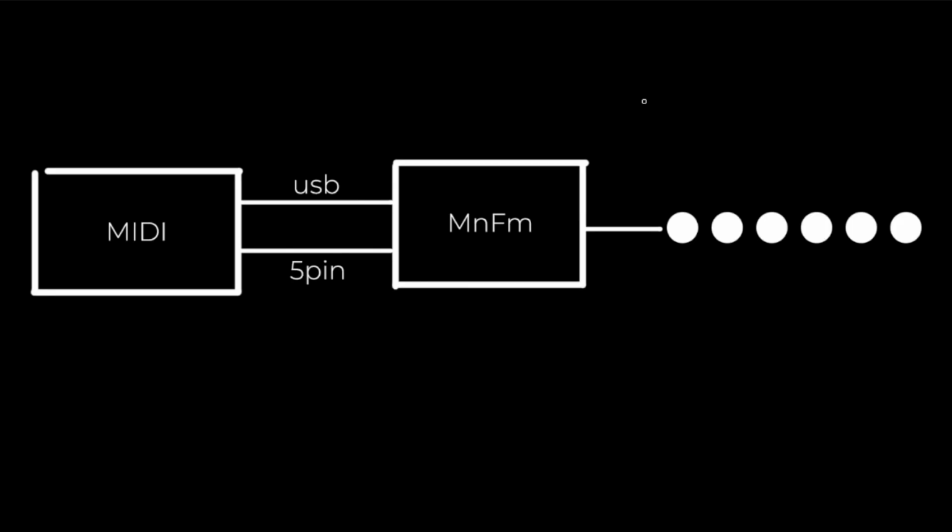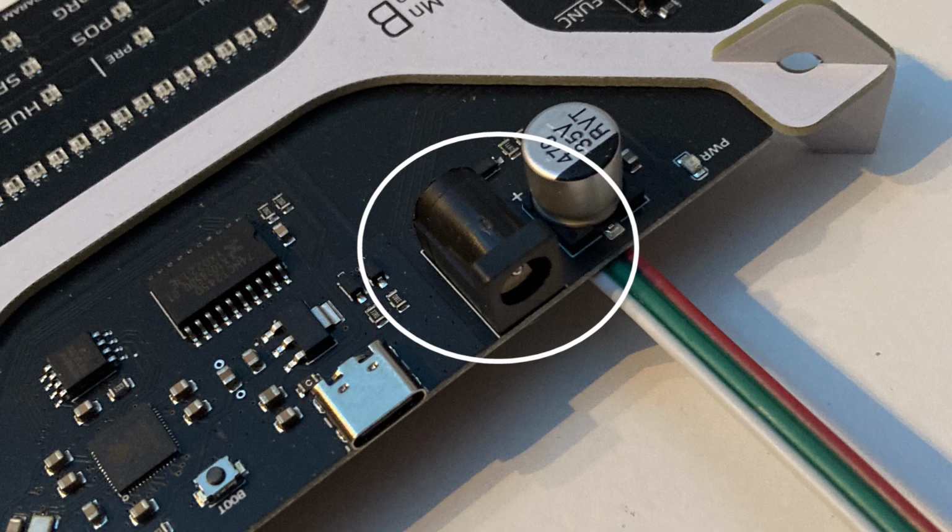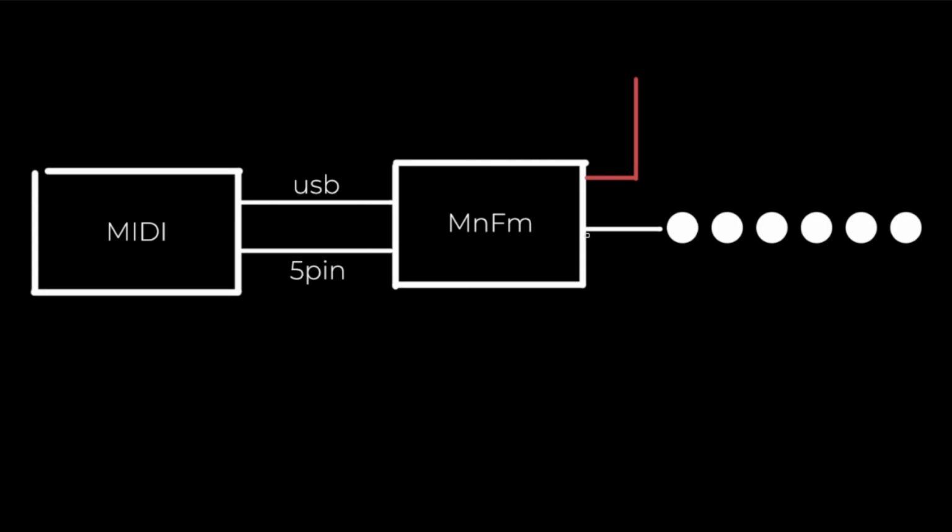One thing I should mention is that the DC power jack on the Mainframe controller is what actually sends 5 volts and ground to the LEDs. That will be important once I describe the details. Let's dive into that. We're going to start with the MIDI source.